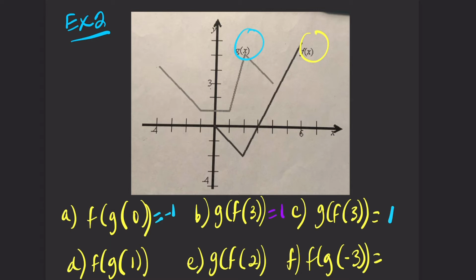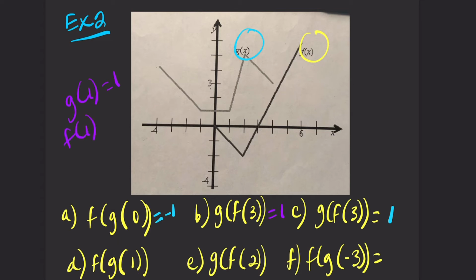Let's evaluate problem D, which is f of g of 1. Let's do the inside first. So g of 1. Your g of x is the gray graph. Whenever x is 1, g of x is up here at +1. So we're going to replace this g of 1 with 1. So we are now evaluating f of 1.